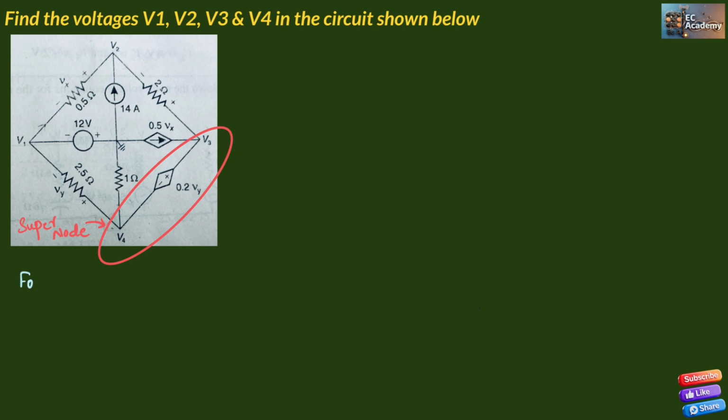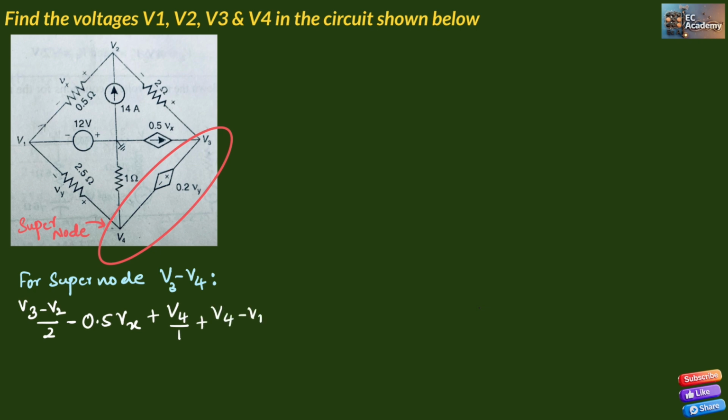Therefore, for supernode V3 and V4, we can write (V3 minus V2) divided by 2 minus 0.5 Vx plus V4 divided by 1 plus (V4 minus V1) divided by 2.5 will be equal to 0.